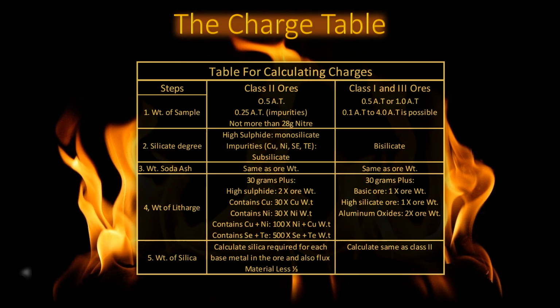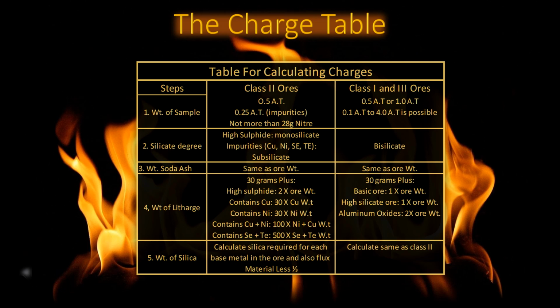Once you know what your ore or concentrate constituents are, in the next 3 slides, these steps are meant to be followed in order to calculate the charge ingredients. Starting with step 1 will be the weighing out in grams the amount of ore or concentrate that you will be fusing. In most cases, this will be 0.5 of an assay ton. However, if you have impurities such as copper, nickel, etc., the amount weighed will be 0.25 of an assay ton. This calculation will be shown later in this presentation.